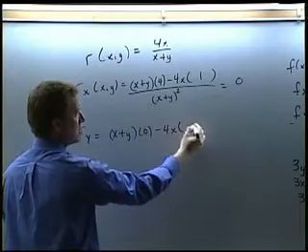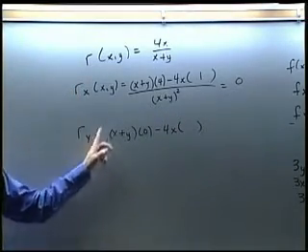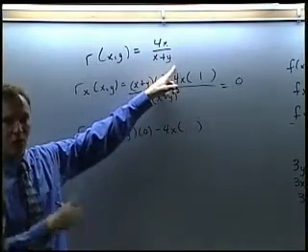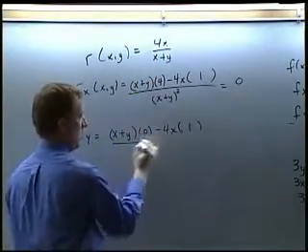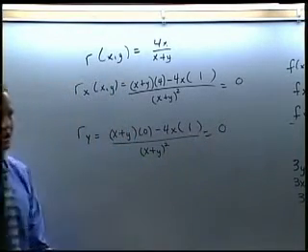Minus the top times what's the derivative of the bottom? Y is the variable. The derivative of x is 0. The derivative of y is 1. So this is just a 1. All divided by bottom squared. And again, I will want to set that equal to 0.